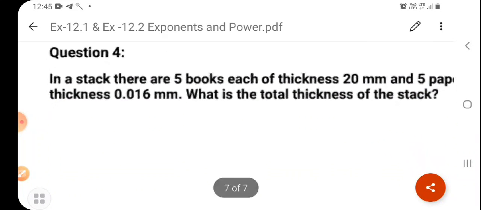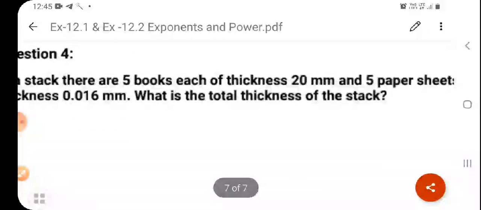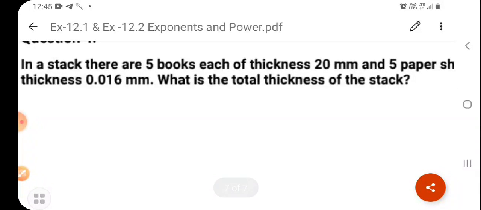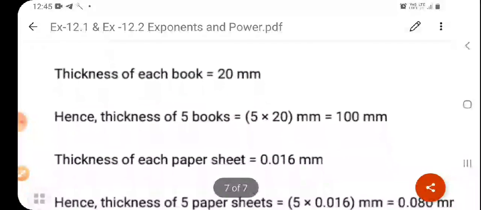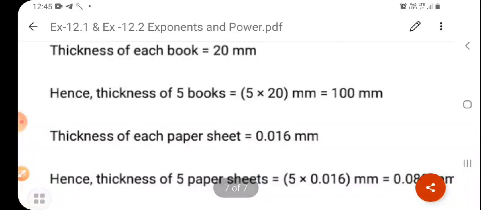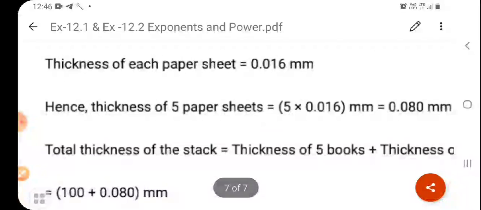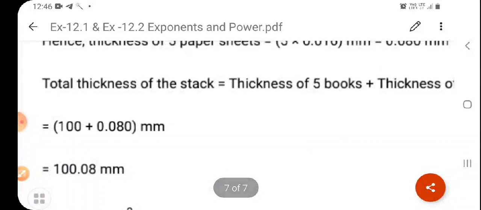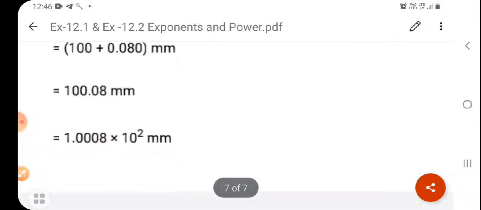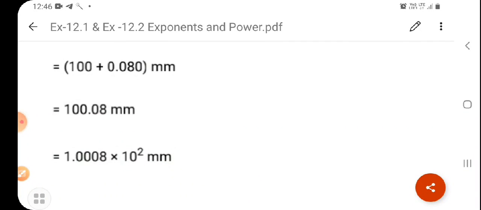In a stack there are 5 books, each of thickness 20 mm, and 5 paper sheets, each of thickness 0.016 mm. What is the total thickness of the stack? The thickness of each book is 20 mm, so the thickness of 5 books is 5 into 20, that is 100 mm. The thickness of each paper sheet is 0.016, so the thickness of 5 paper sheets is 5 into 0.016, which is 0.080 mm. Total thickness of the stack is 100 plus 0.080 mm, which is equal to 100.08, which is 1.0008 into 10 to the power 2 mm.